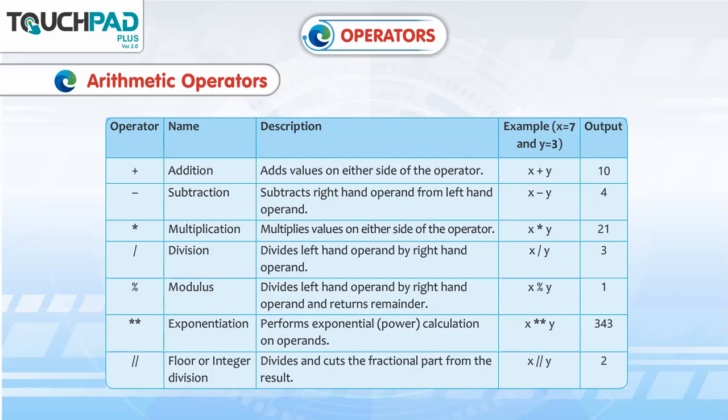Modulus: divides left-hand operand by right-hand operand and returns remainder. x % y is 1. Exponentiation: performs exponential power calculation on operands. x ** y is 343. Floor or integer division divides and cuts the fractional part from the result. x // y is 2.